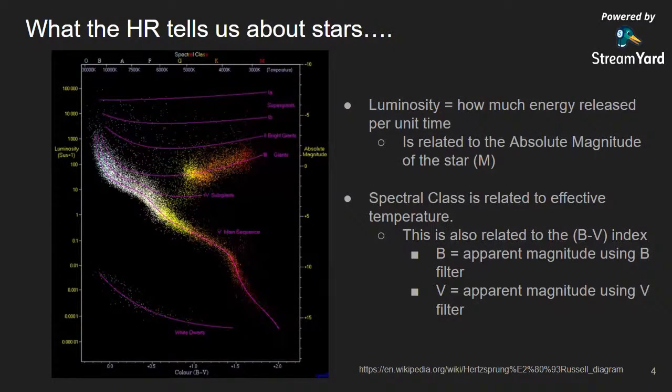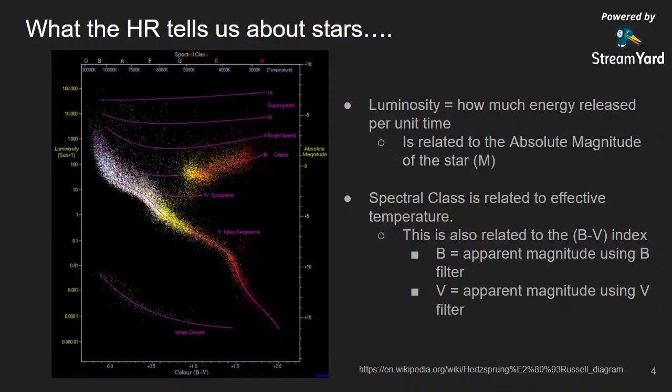And so what does the HR diagram tell us? I mentioned luminosity. That's how much energy is released from the star per unit time. And it's related to what we call the absolute magnitude. Again, I'm going to talk about this on the next slide, but it's basically how bright it is from a certain location. And then there's something called the spectral class, and that depends on the temperature.